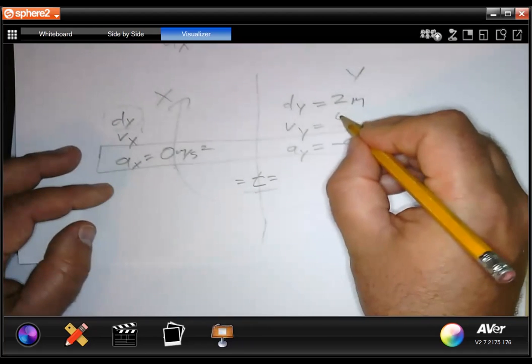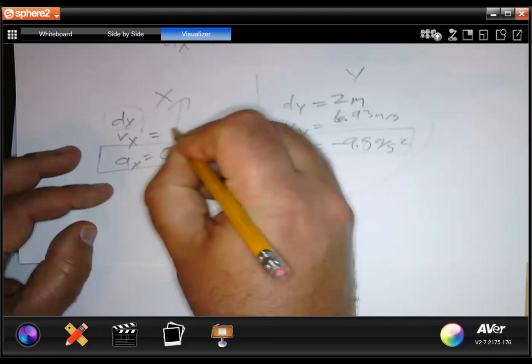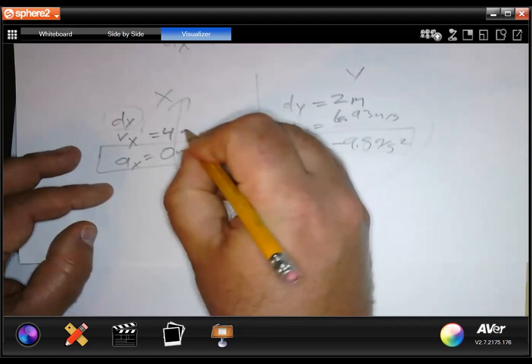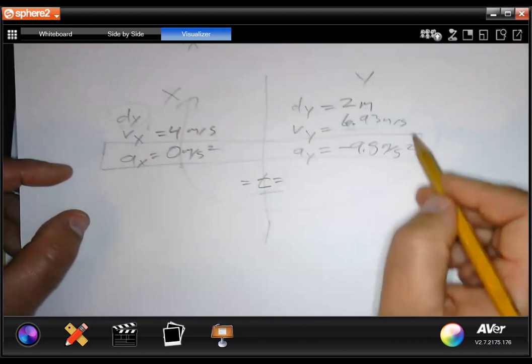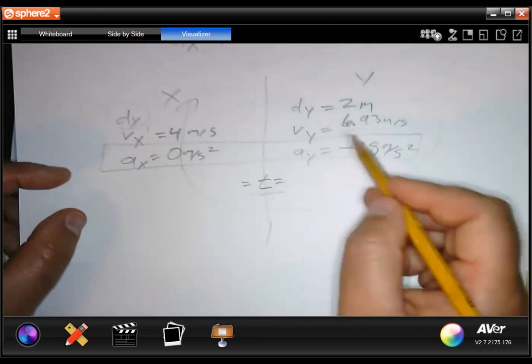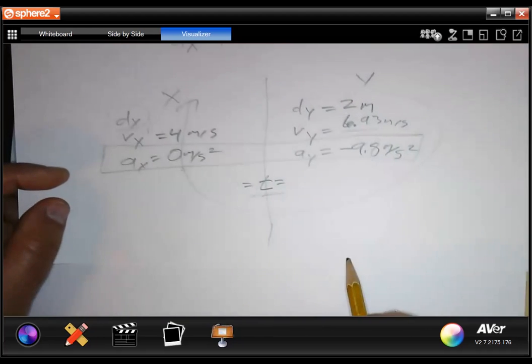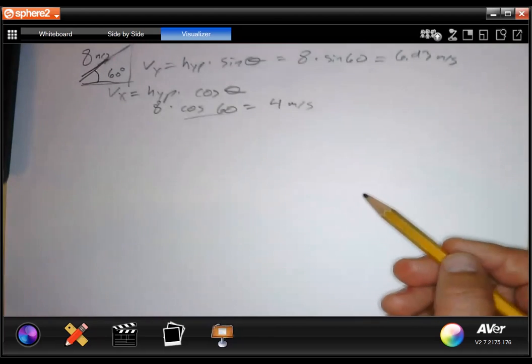So now I can come back over here, 6.93 and 4. Okay, make sure your units are matching up. If you're saying meters per second and you actually put it in distance, it's a good clue that you've done something wrong. So keep your units and keep tracking what variable you're putting it into.